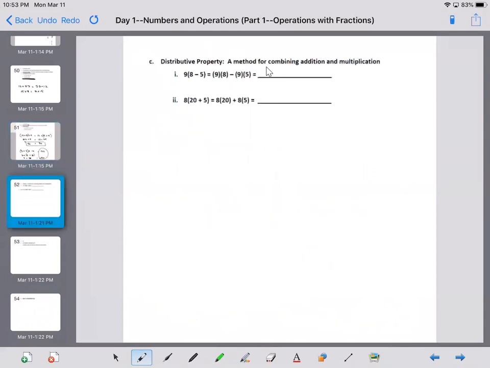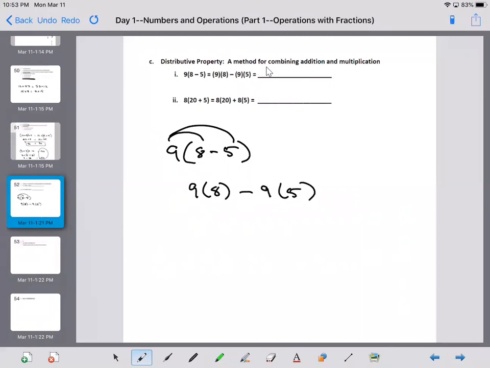And then I look at the distributive property. And if I have 9 times the difference of 8 and 5, that distributive property just means that I'm multiplying 9 times 8 and 9 times 5. So I'm going to see this 9 times 8 minus 9 times 5. And so that would give me 72 minus 45. And so that would be 27 as an answer.